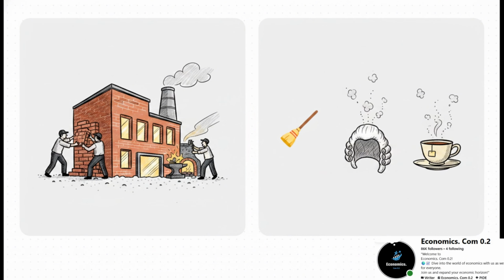Productive labor, think manufacturing workers, produces tangible goods that actually add to the nation's permanent capital stock. Then there's unproductive labor, like servants or even government officials. They provide services that get consumed immediately. They're necessary, sure, but they don't leave a lasting physical asset behind.